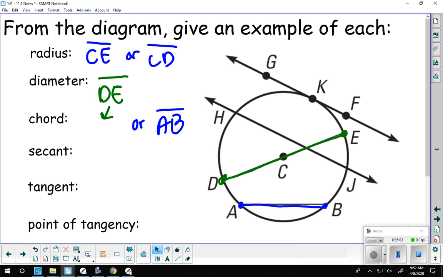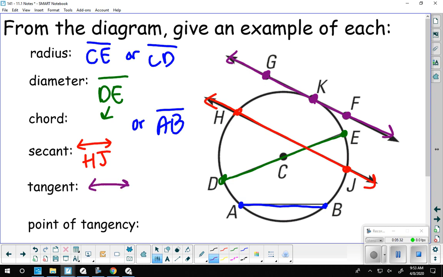A secant is a line that intersects the circle at two points. So here's a line, and we could call that JH or HJ, it doesn't matter. But make sure you put the line above the top since it's a secant and it extends on forever in both directions. And then the tangent just hits the circle at one point. So here's our point of tangency, and here's our tangent line. So we'll call this line FG, or you could say line GF, it doesn't matter. And the point of tangency is point K, because that's where the tangent hits the circle.